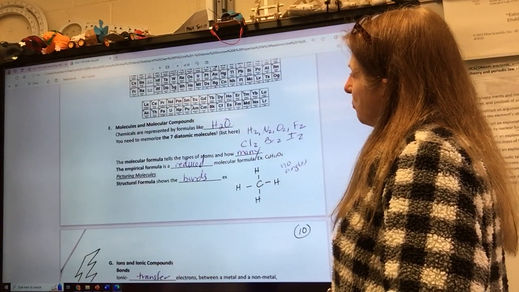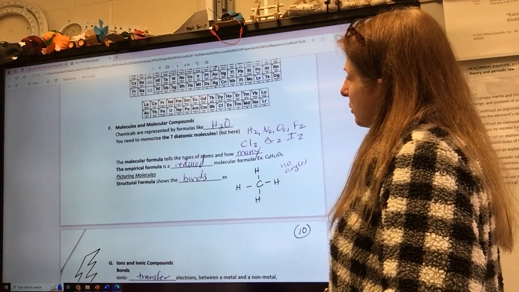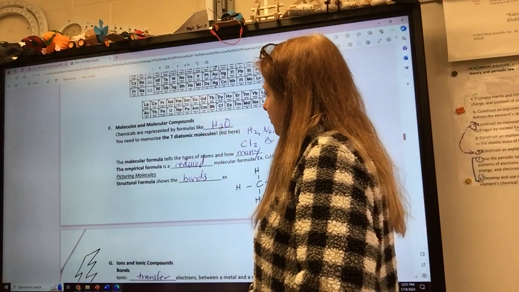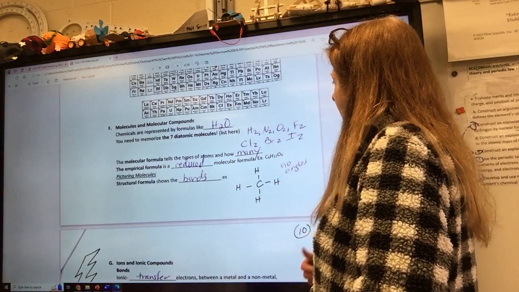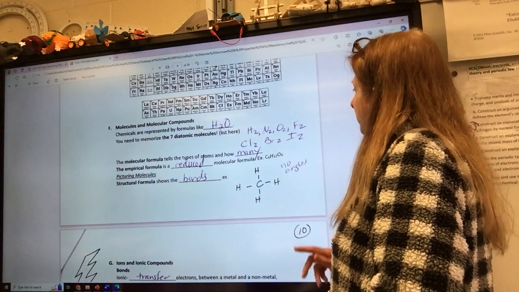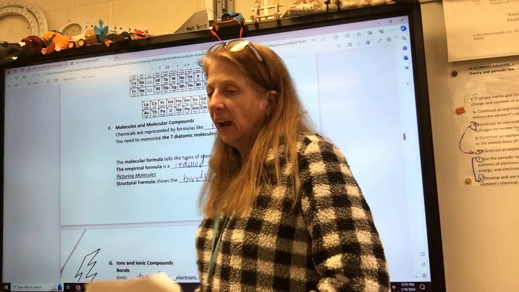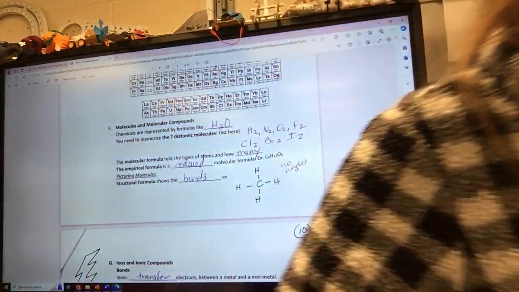Okay, molecules and molecular compounds. Chemicals are represented by formulas like H2O. You need to memorize the 7 diatomic molecules: H2, N2, O2, F2, Cl2, Br2, I2. And let's get a periodic table so I can show you.